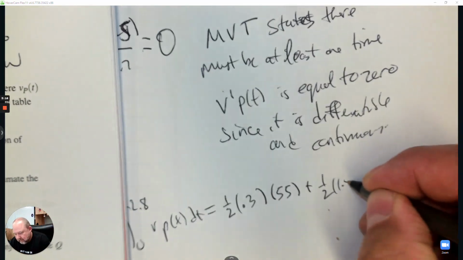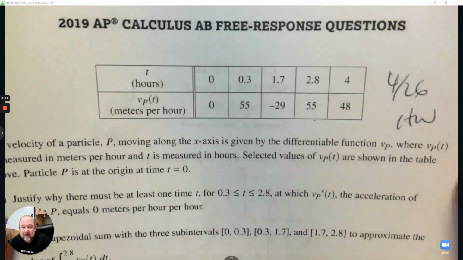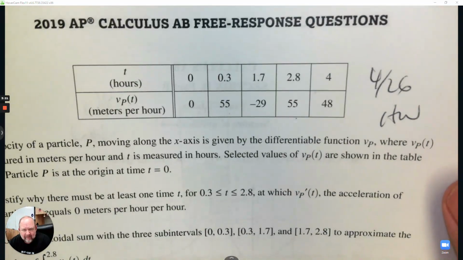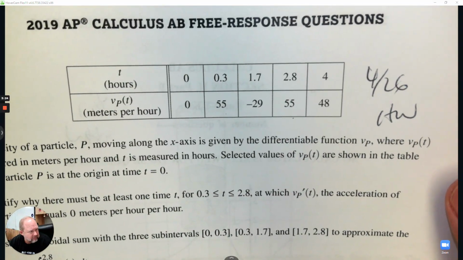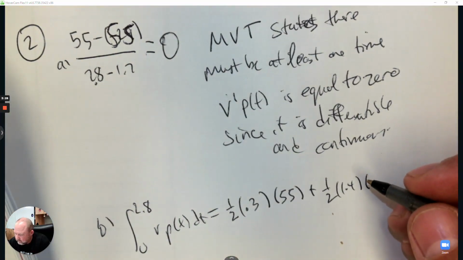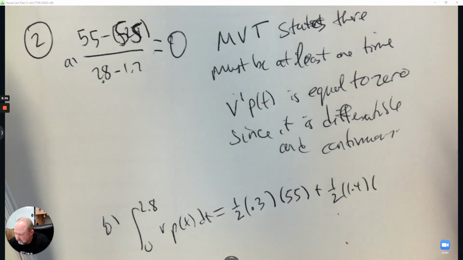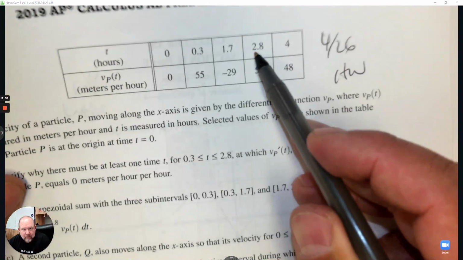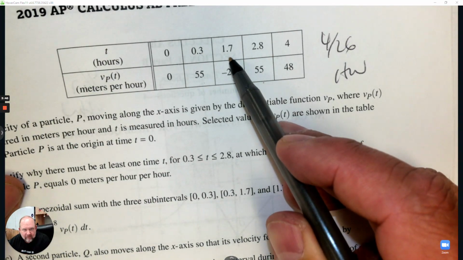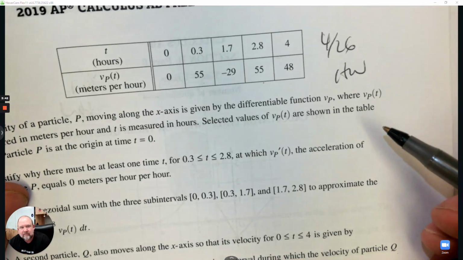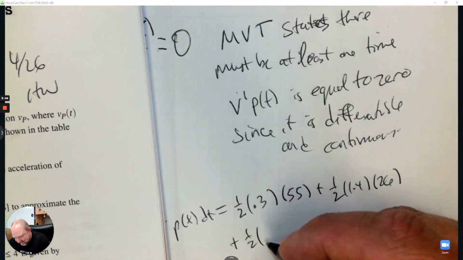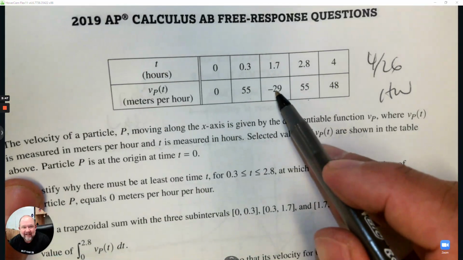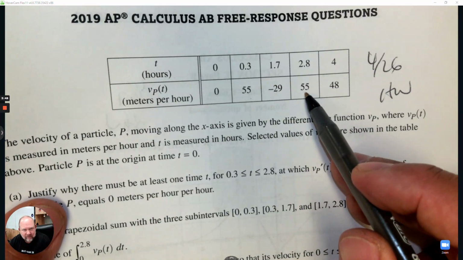You can use your calculator if you need to. And then add 55 and negative 29. Was that 24? Or 26? 26. Do it again. Between 2.8 and 1.7, that's 1.1. And then again, add negative 29 and 55, and again, I think that's 26.